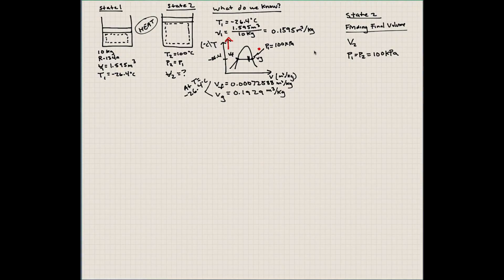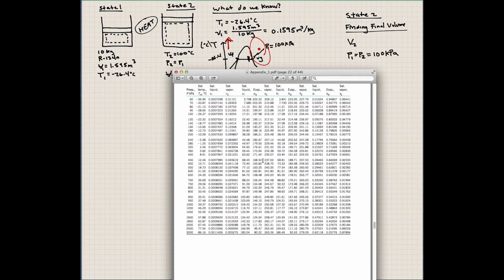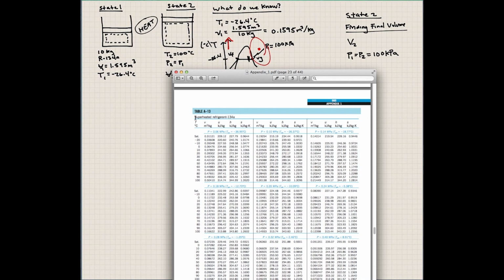what state are we going to be in? We're going to be somewhere over here in the superheated vapor region. If pressure stays the same and we just increase the temperature, we're going to get superheated vapor, at any temperature above minus 26.4 degrees Celsius. So let's go back to our tables, and we're interested in the superheated refrigerant tables. This is table A-13. Our pressure is 100 kilopascals, and our temperature is 100 degrees Celsius.